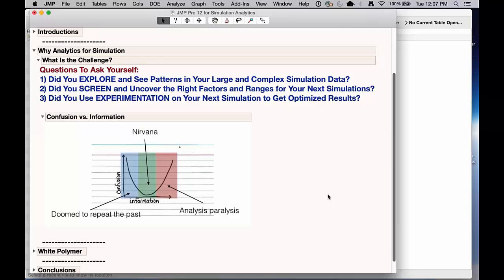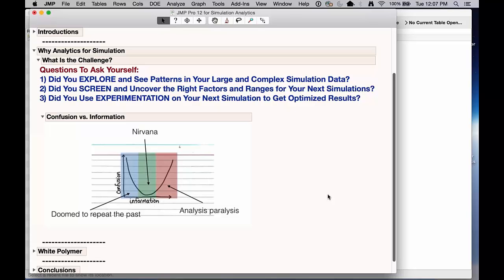Second thing is, am I able to really find what's important? We kind of call this screening. Some people call it modeling. I, as an engineer, always refer to it as screening. But really, can I just find the vital few factors in the right ranges, right? The right settings, the right things to care about? Because I'm not just going to stop with one simulation.